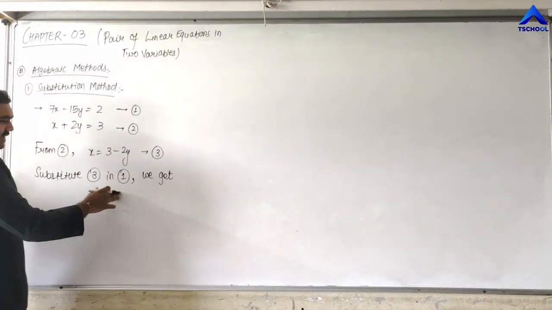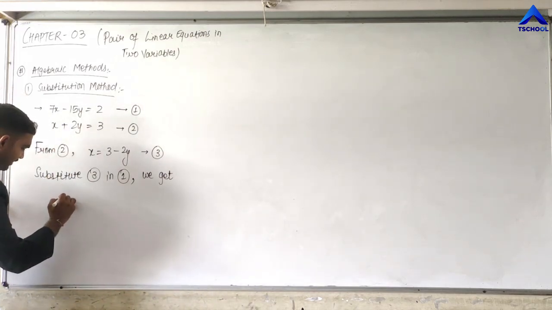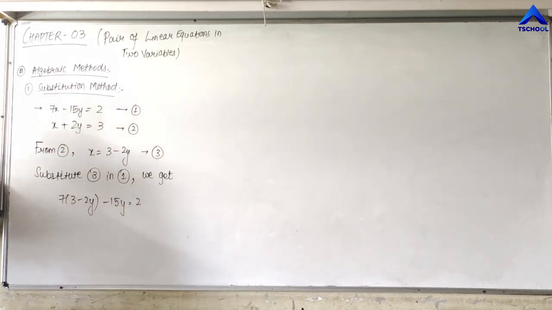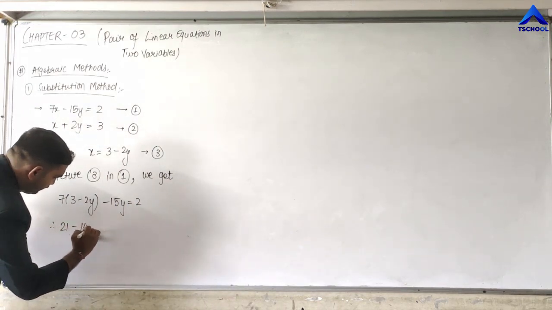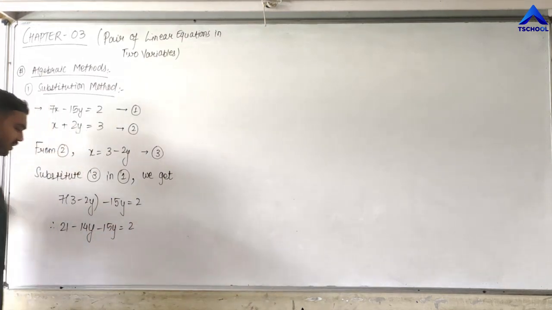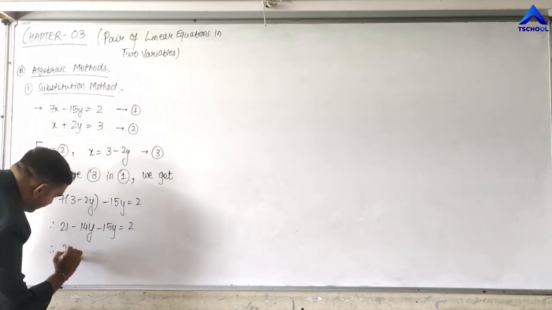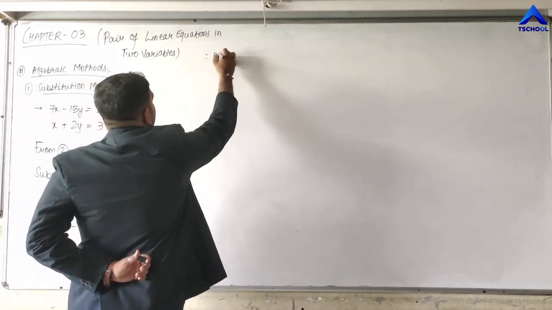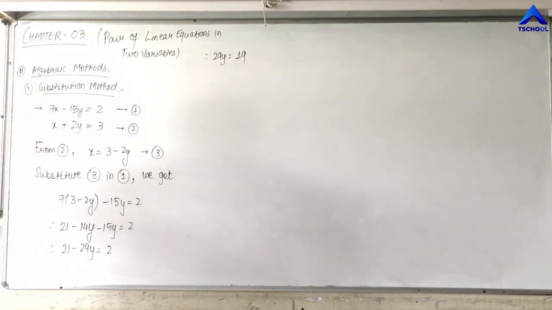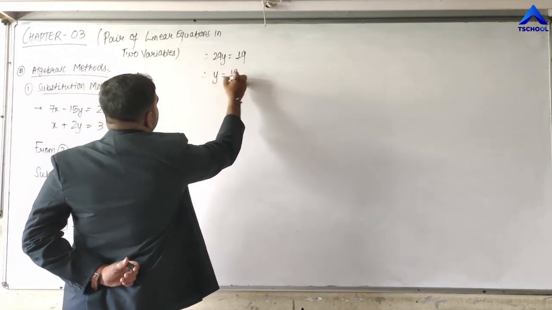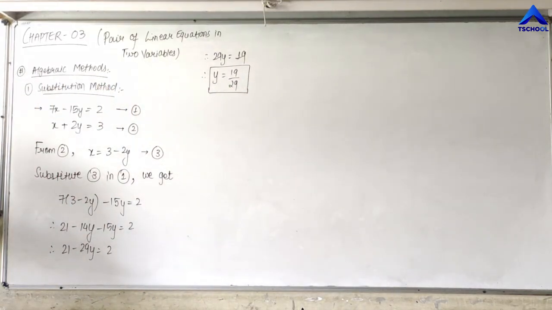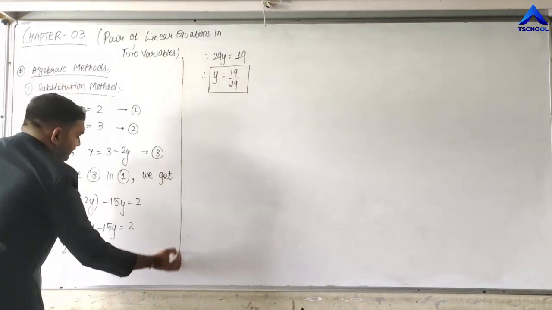So substituting equation number 3 in 1, what do we get? 7 into (3 minus 2y) minus 15y is equal to 2. Let us multiply the 7 inside, so that gives 7 into 3, 21, minus 7 into 2, 14y, minus 15y is equal to 2. Adding up, that gives 21 minus 29y is equal to 2. Therefore 29y is equal to 19, and the value of y is 19 by 29. So this is the first variable that we got. Is it clear, everyone?